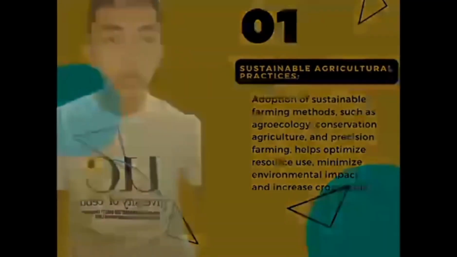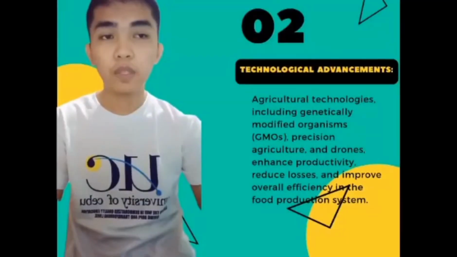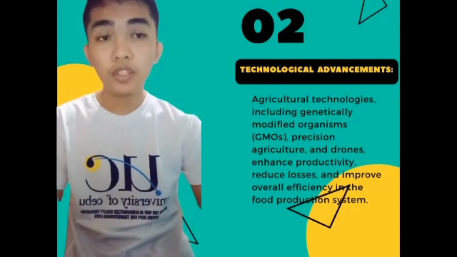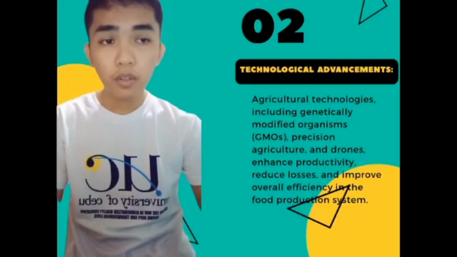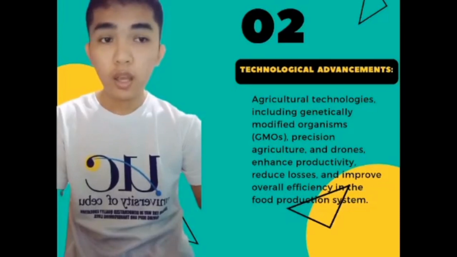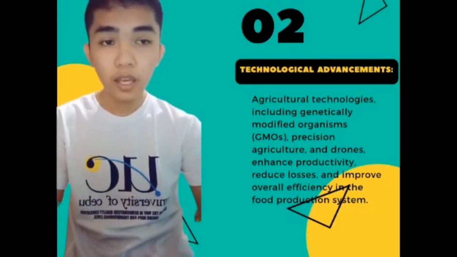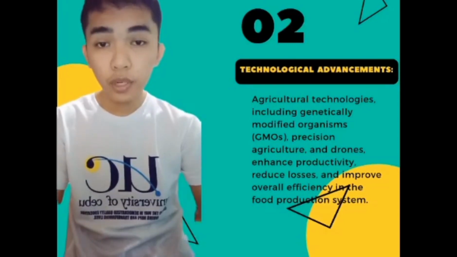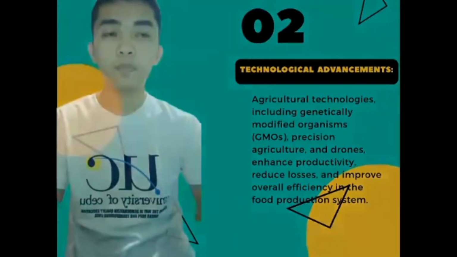The next one is technological advancement. Agricultural technologies, including genetically modified organisms or GMO, precision agriculture, and drones, enhance productivity, reduce losses, and improve overall efficiency in the food production system. These innovations collectively improve productivity, reduce losses, and enhance overall efficiency in the food production system.